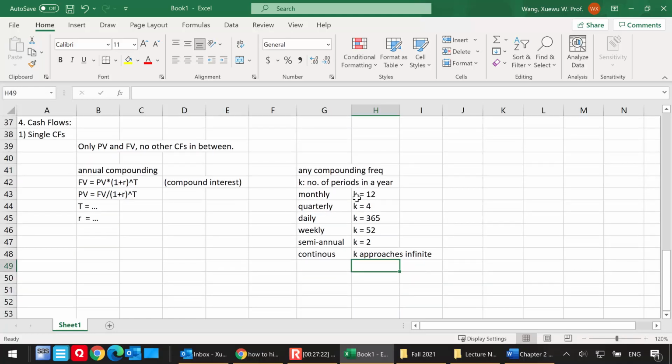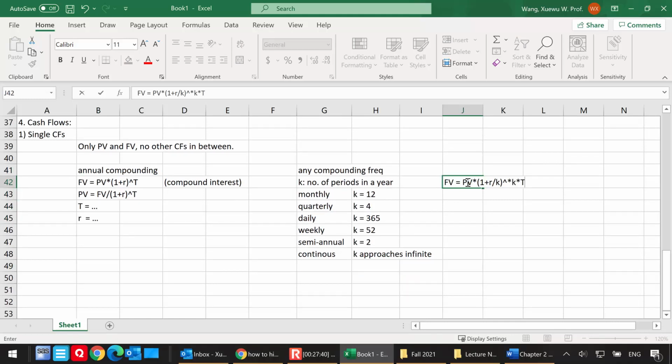So that is the different compounding frequencies. And now if you want to actually look at these 4 equations here, you can look at future value. So future value is now equal to present value multiplied by 1 plus r over k, raised to the power of k times t. Now everything is very generic. You can consider different compounding frequencies in this manner.